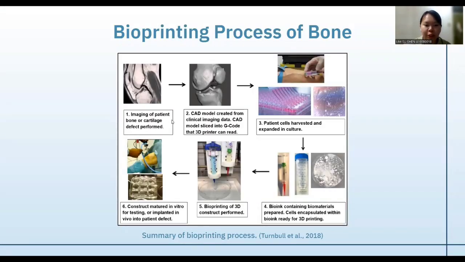The first step is imaging of bone. The second step is to create a CAD model from the imaging data and convert it into a format that can be read by the 3D printer. The third step is to harvest and expand patient cells in culture. The fourth is preparation of bioink. The fifth is bioprinting of the 3D construct. And in the last step, the construct will either mature in vitro for testing or be implanted in vivo into the patient's body.